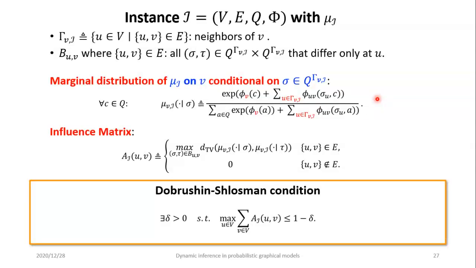Firstly, let me explain what Gibbs sampling is. Given an instance I, let Γ_v denote the neighbors of v in the graph of I. For each edge uv in E, let B_uv denote the set of all possible configurations of Γ_v that differ only at u. One can verify that the marginal distribution of μ_I on v conditional on σ is as this formula, and the distribution can be calculated based on the local information of v and Γ_v. Define the influence matrix of this formula. The Dobrushin-Shlosman condition requires that the maximum sum of the rows of the influence matrix is bounded by 1 minus δ, where δ is a positive constant.